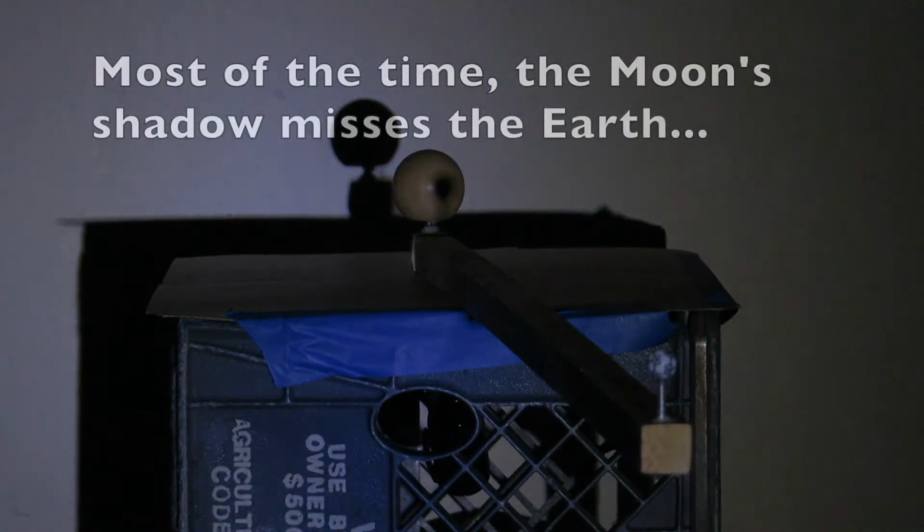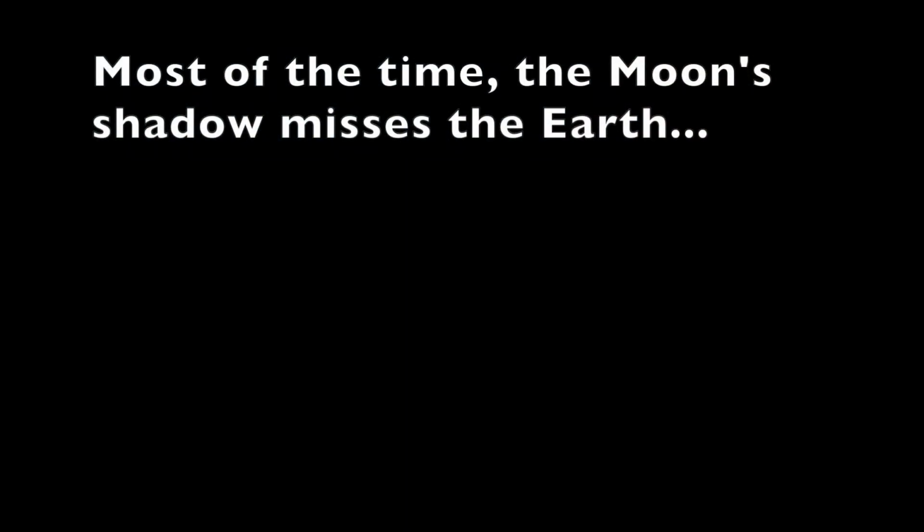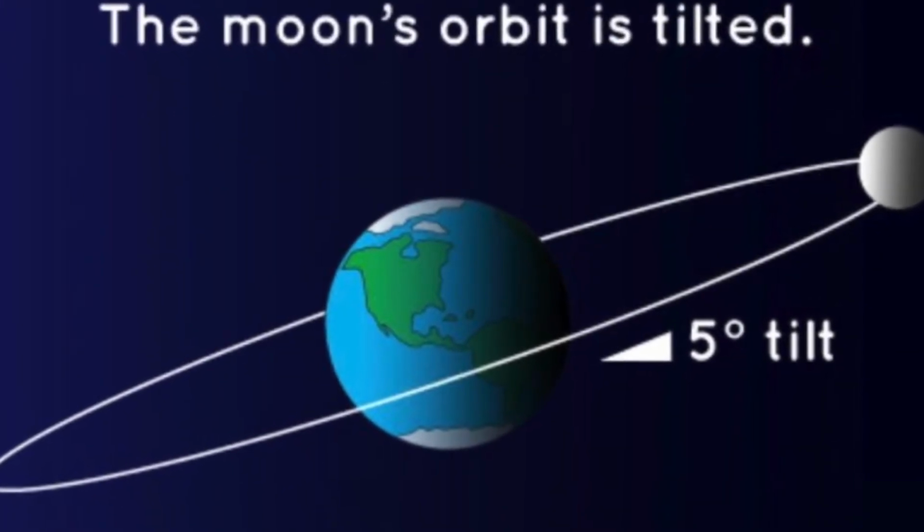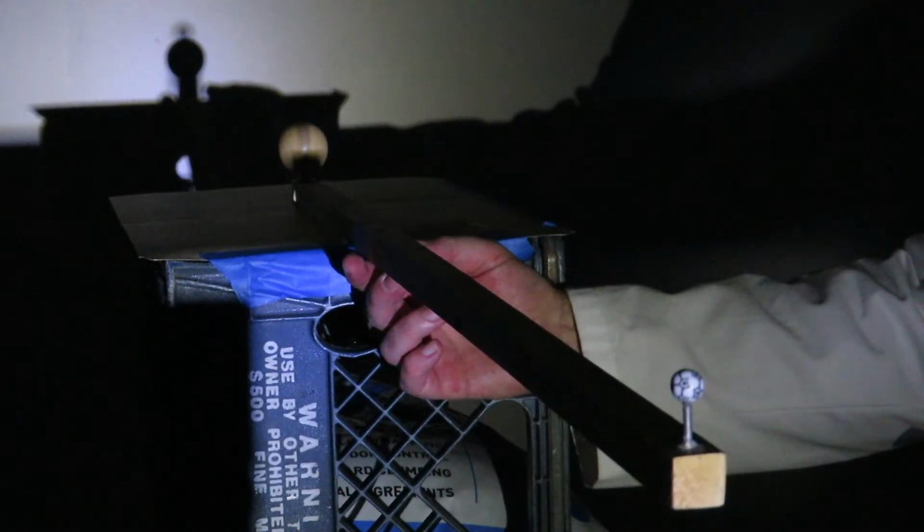So how come these don't happen very often? Well, same answer as our lunar eclipses. Most of the times the moon shadow misses the Earth because of that 5-degree tilt. So it can either cross, and usually crosses, above or below. So in this case, that shadow's just a little bit high.